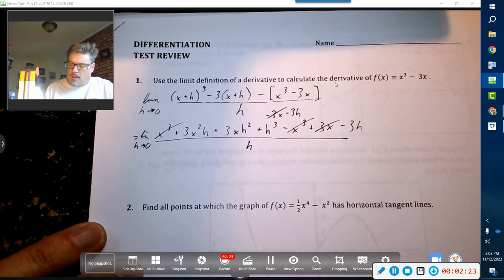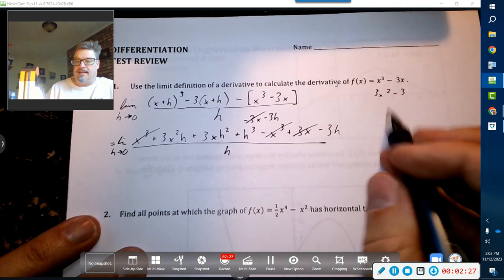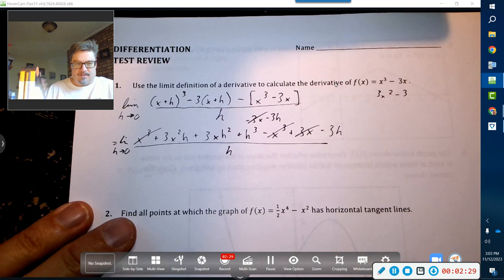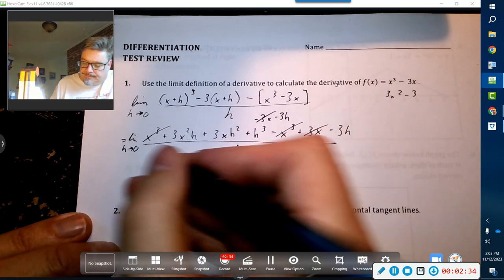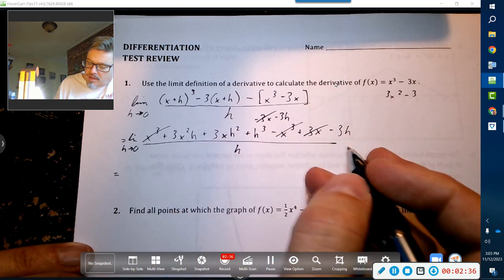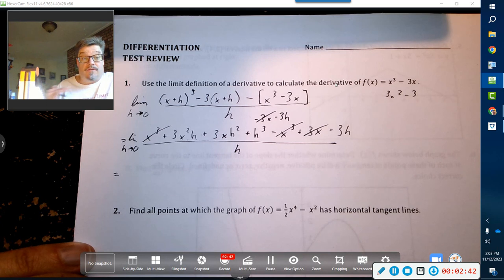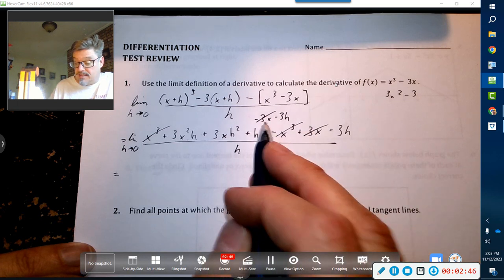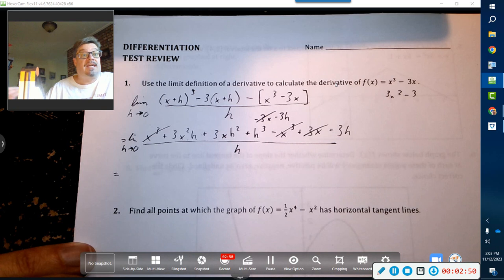Okay, now we know the answer to this guy. It's 3x squared minus 3. That's the answer. And if we don't get that, something's up. Okay, we know the shortcut to this. So here, we're going to divide everything that we can by h. And every single term here has to have an h in order for this to work. If it doesn't, then something's wrong. Like if you miss this and this, then you're going to have an x there, and then you can't actually divide by h.